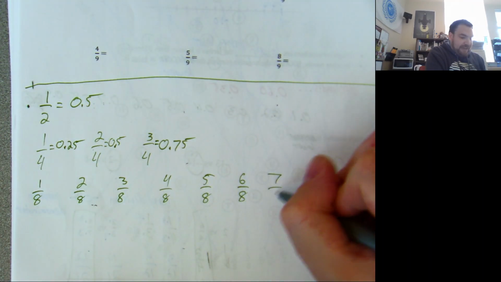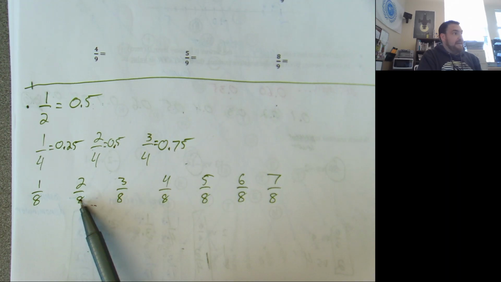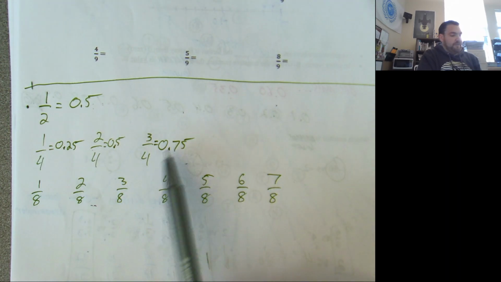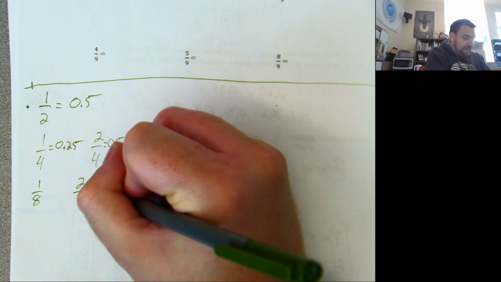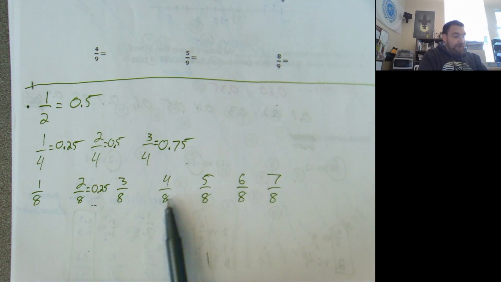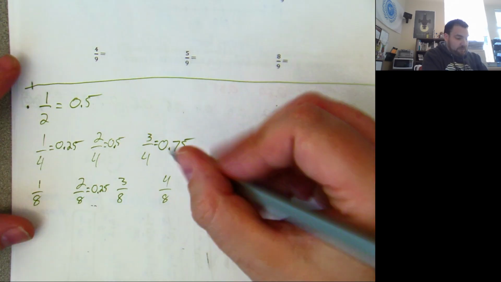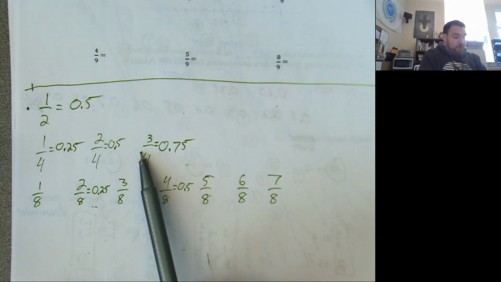They're easy enough to calculate. So which ones line up here? 2/8 is the same as what other? It's the same as a quarter. So 2/8 is going to be the same here. The next one that's the same is 4/8. 4/8 is the same as a half. 6/8 is the same as 3/4.